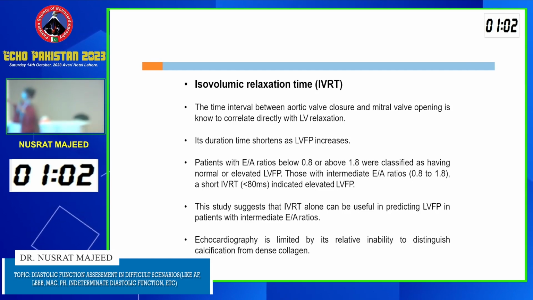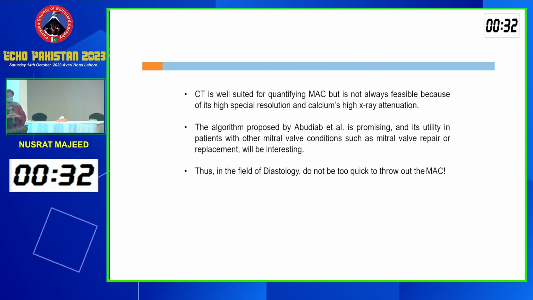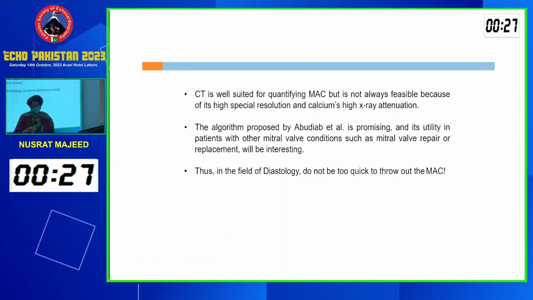So patients with E/A below 1.8 were classified as having normal pressure, and above that elevated. So this study states that the isovolumic relaxation phase can be useful in predicting cases with intermediate findings. Echo is limited by its inability to distinguish. Next, please. Here, with CT, spatial resolution. So in the field of diastology, we still have to learn a lot. So don't be so quick to throw out MAC. And here I am. Thank you.